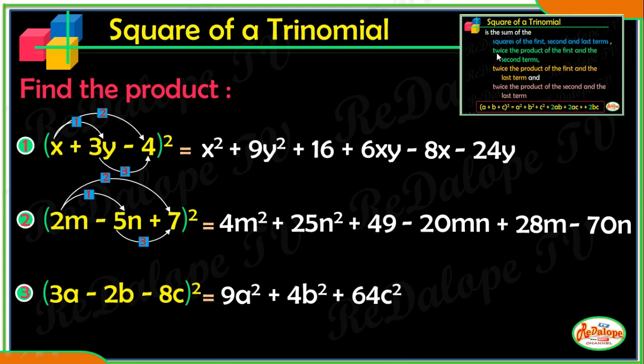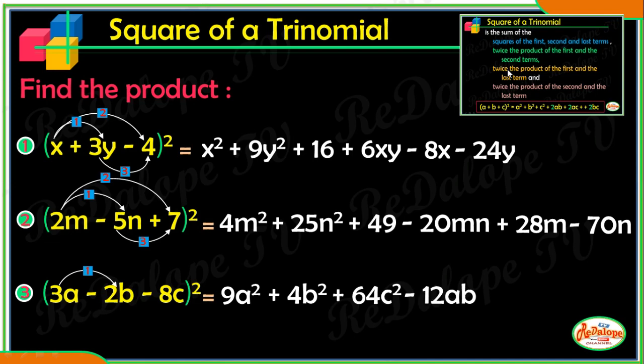Now to obtain the fourth term, that is twice the product of the first and the second term, then times 2. So we have 3a times negative 2b, so that is negative 6ab times 2, so that is negative 12ab.